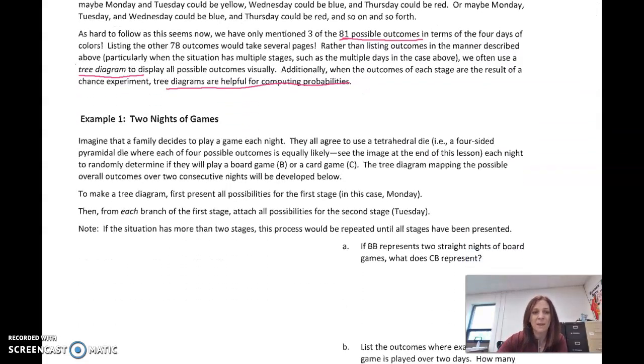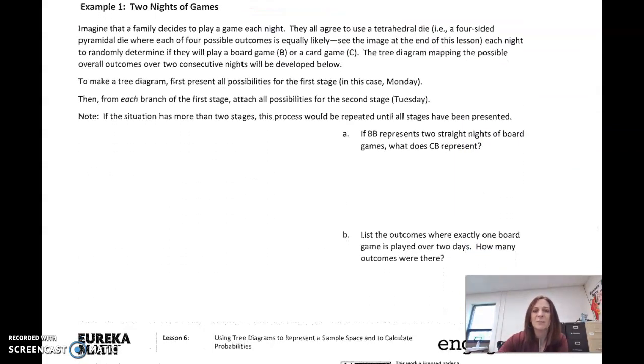So let's look at an example. Imagine that a family decided to play a game each night. They all agreed to use a tetrahedral die. A tetrahedral die is just a 4-sided pyramidal die, right? Singular of dice. So it has 4 sides, not the one we're normally used to. They're going to determine if they're playing a board game or a card game. Board game B, card game C. The tree diagram mapping the possible outcomes, we're going to develop it, okay?